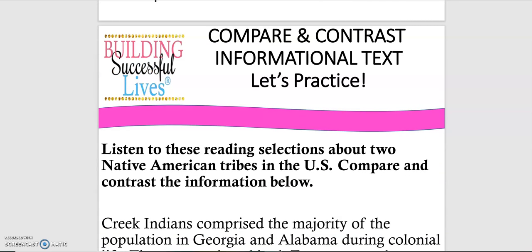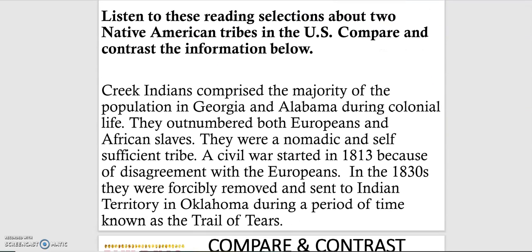Compare and contrast informational text. Listen to these reading selections about two Native American tribes in the U.S. Compare and contrast the information below. Visualize what I'm reading to help you comprehend.